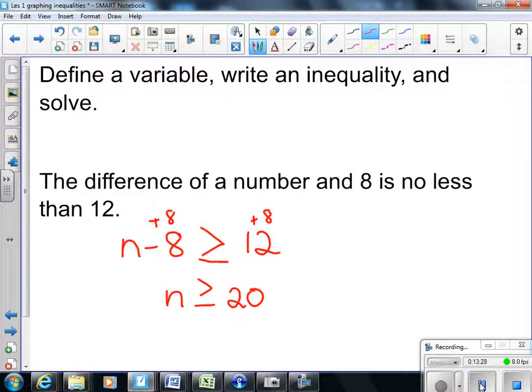All right, today we worked on solving inequalities, and basically they're one-step inequalities. You work them just like equations, except when you multiply or divide by a negative number, you must reverse your inequality symbol.